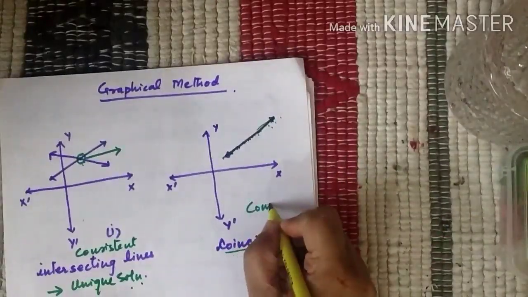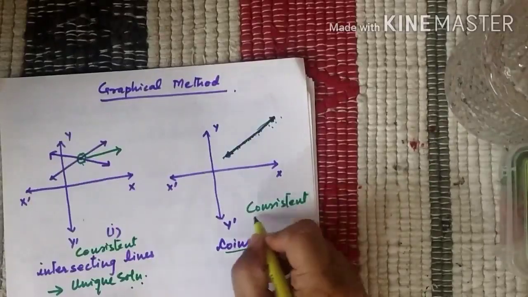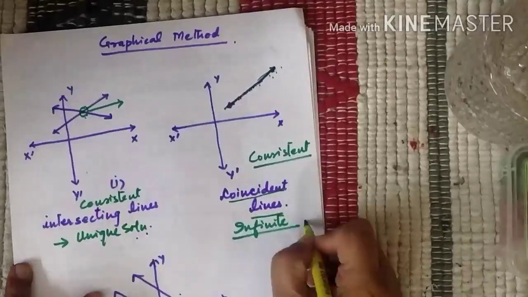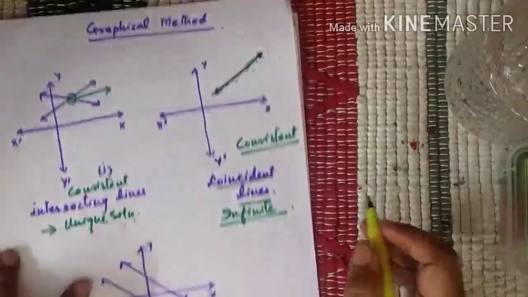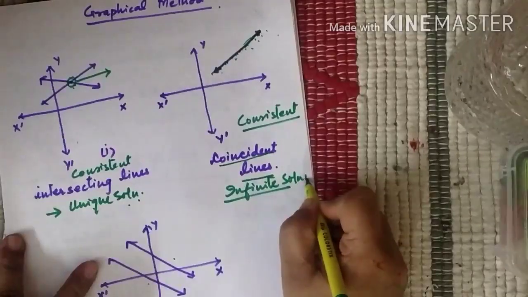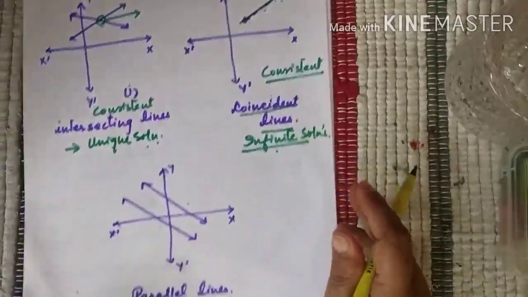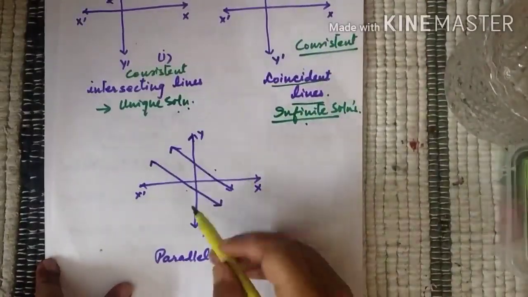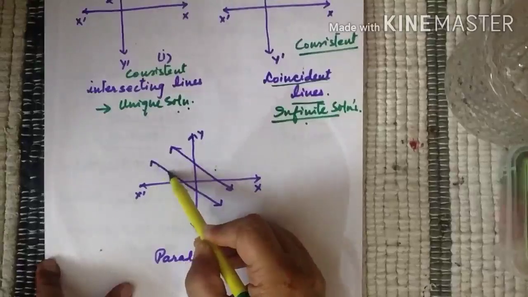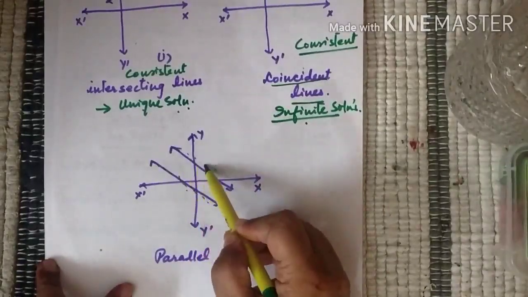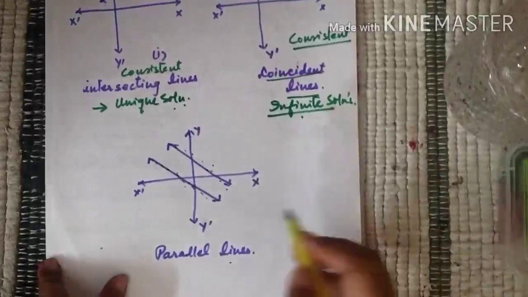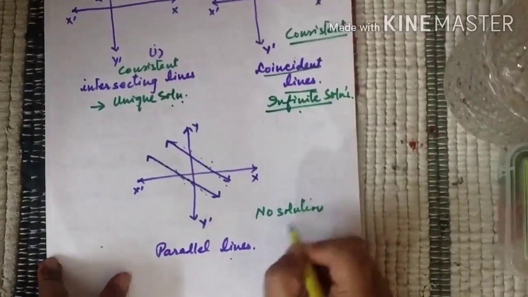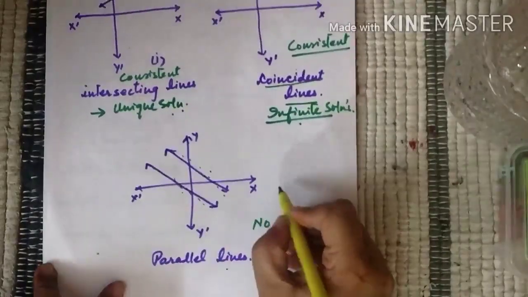Again, this has solutions, so we call it consistent. But what kind of solutions does it have? It has infinite solutions. All the points are common solutions to both the equations. So we have infinite solutions in the case of coincident lines. In the case of parallel lines, there is no common solution. The lines do not meet. The solutions of this line are the points on this line, and the solutions of that line are the points on that line. So I don't have any common solution. So we say no solution exists. So we call such a system inconsistent.